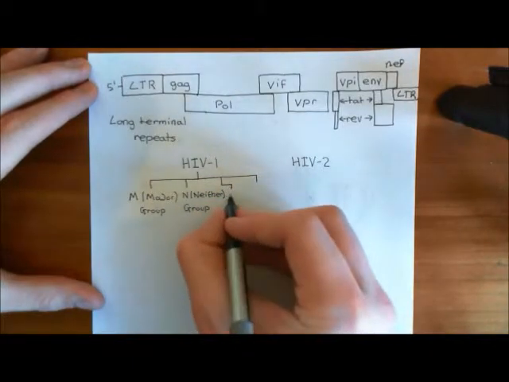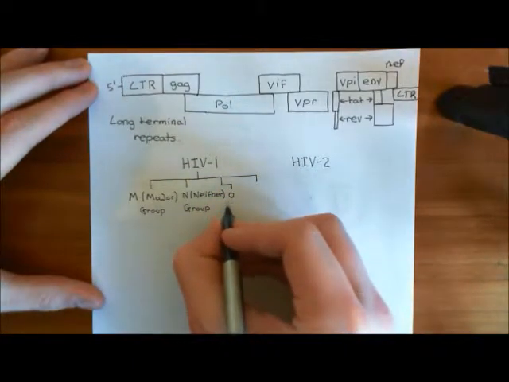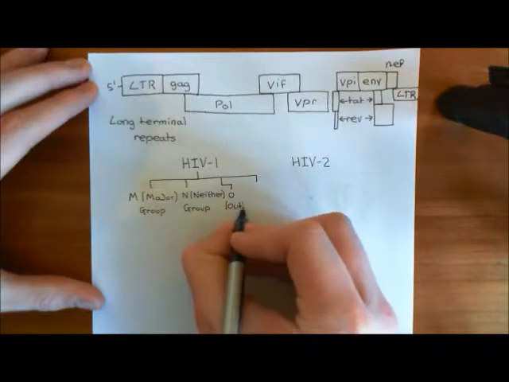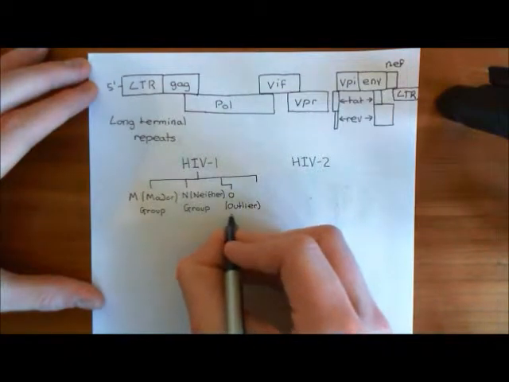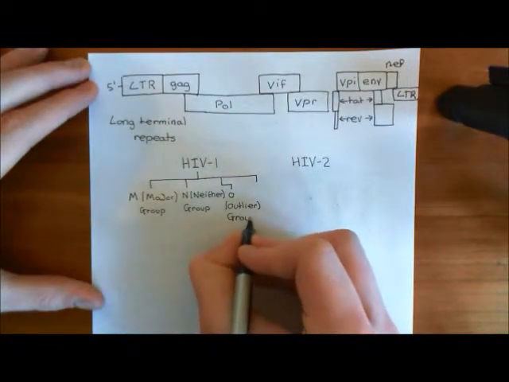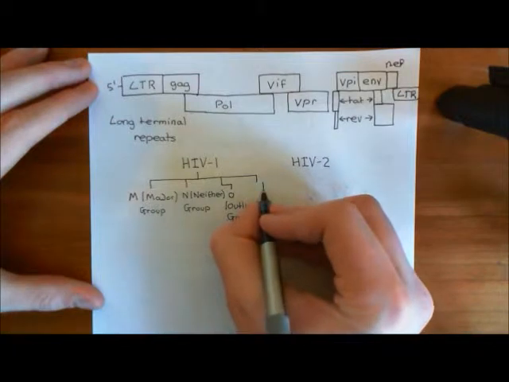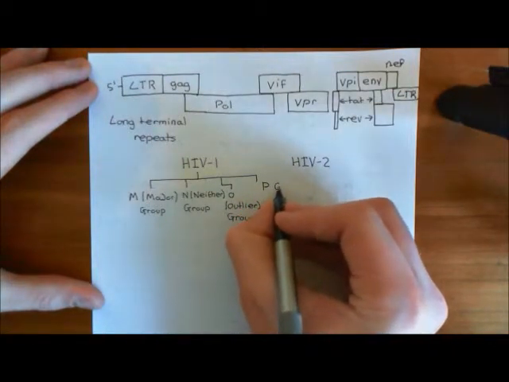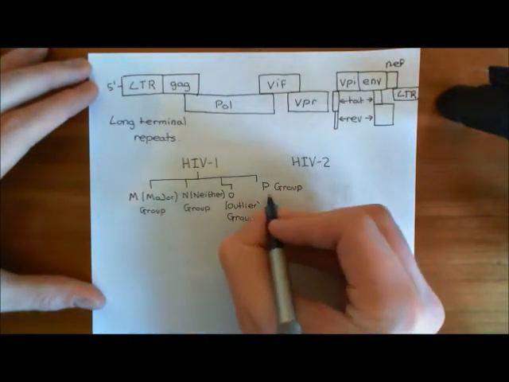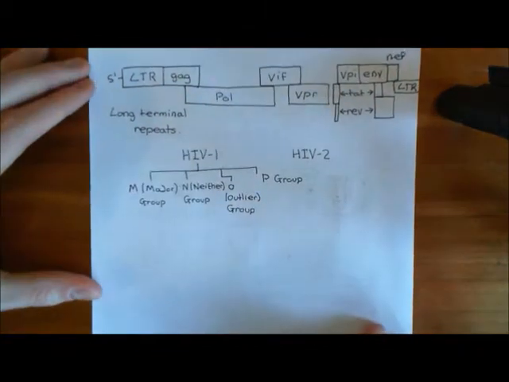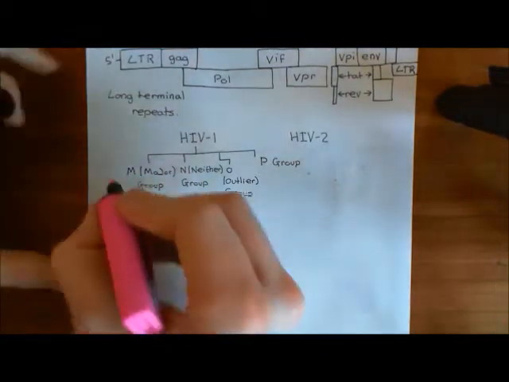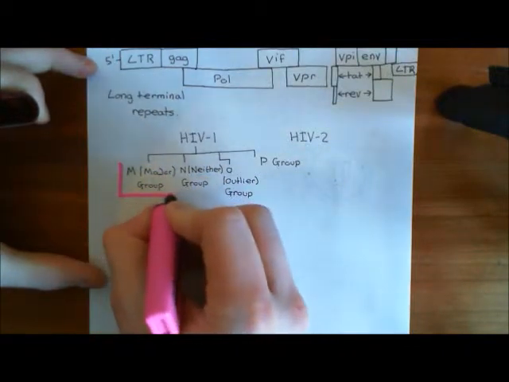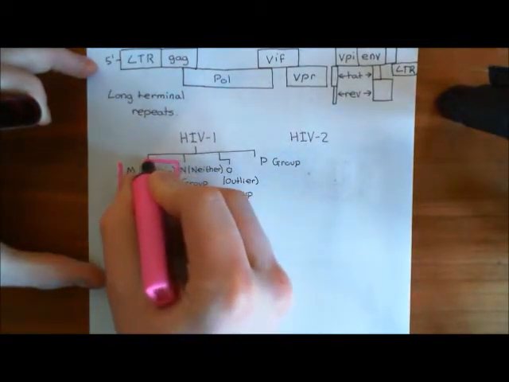So this next group is called the O group, which stands for outlier group. So really it was the major group, the outlier group, and then the group that was in neither. But then in 2009 they found another one, and this is the P group. So it's only since 2009 that they've had this P group. By far the most important of these groups is the major group, so we're going to ignore the other 3 groups and just talk about the major group.